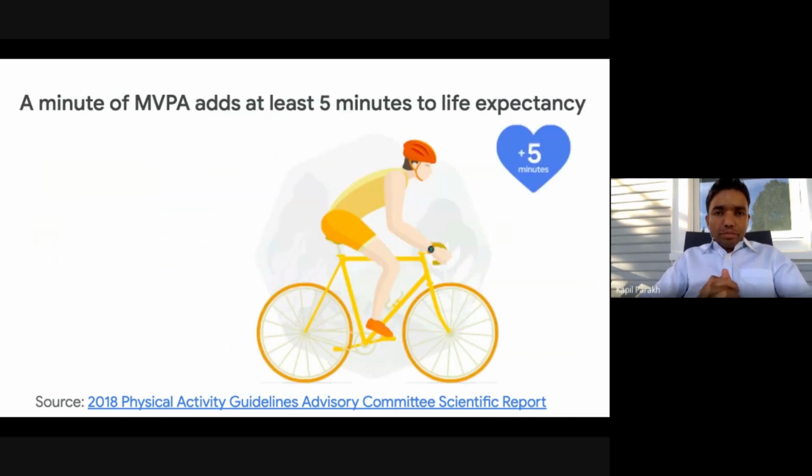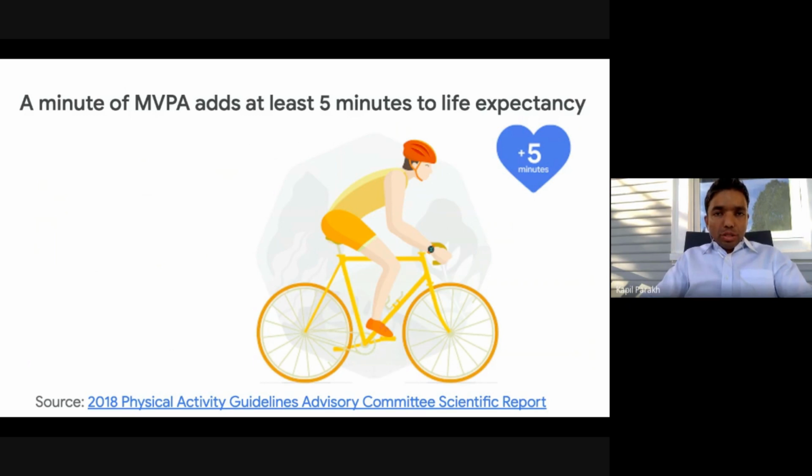In the short term, one other long-term benefit, a minute of moderate to vigorous physical activity is estimated to add at least 5 minutes to life expectancy. So these are all the long-term benefits, both preventing disease and increasing lifespan.